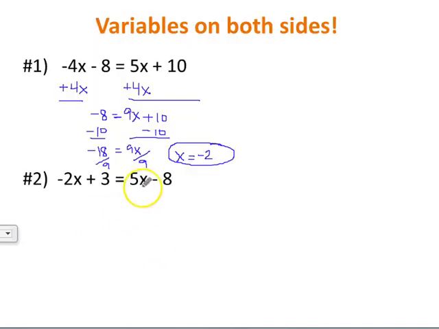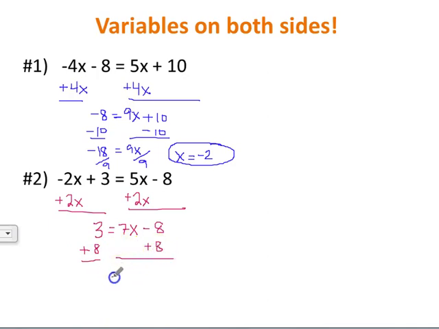All right, so I want to move all my x terms so that they're on one side of the equation. So I'm going to add 2x to both sides so that my x terms will only be on the right side of my equation. When I do that, I'm left with 3 equals 7x minus 8. Now I'm at a two-step equation, right? So I'm going to work on solving for x by removing the constant from the side that the x is on. And I've got 7x equals 11.